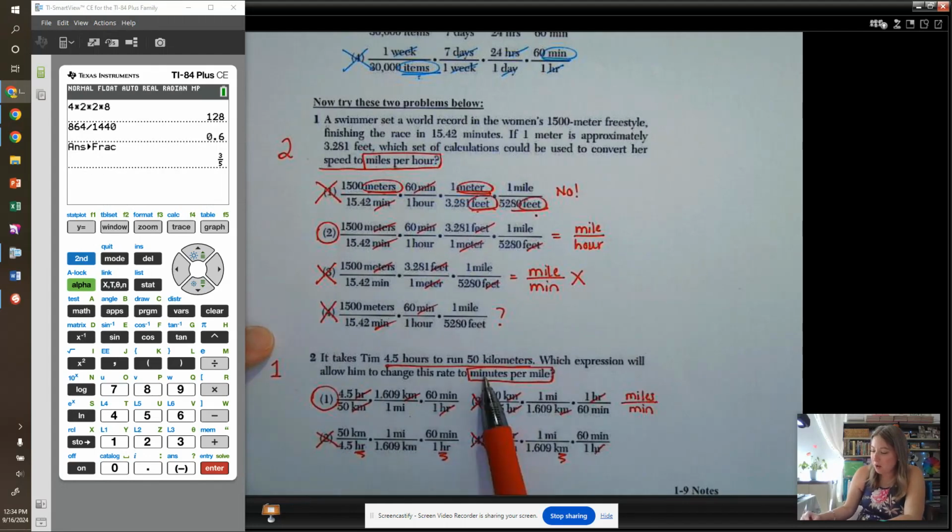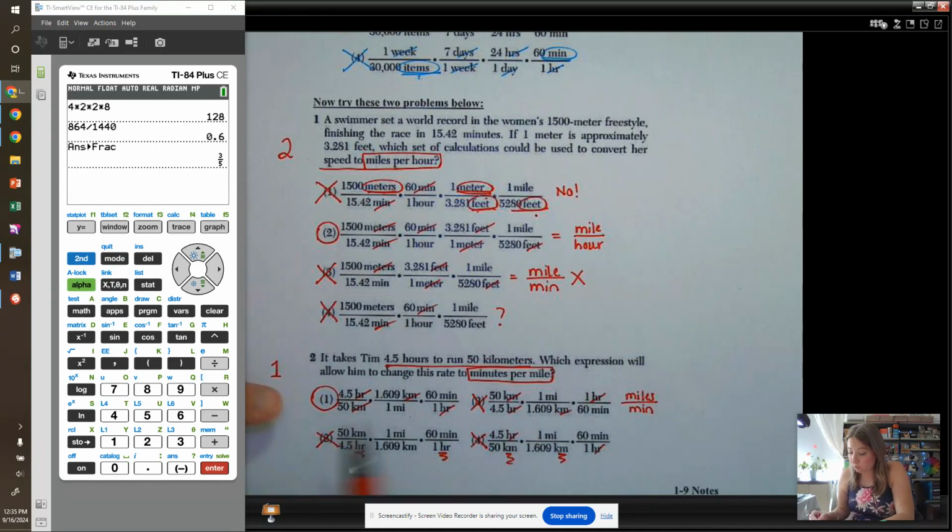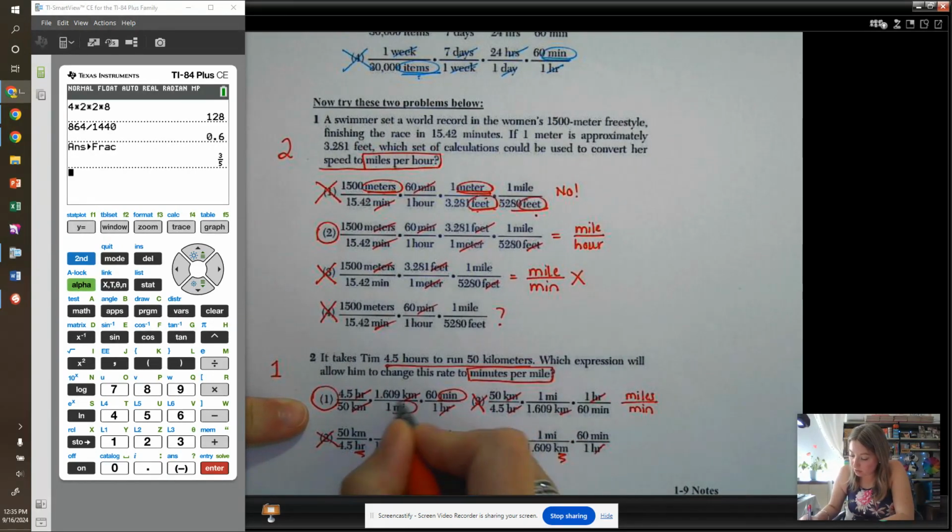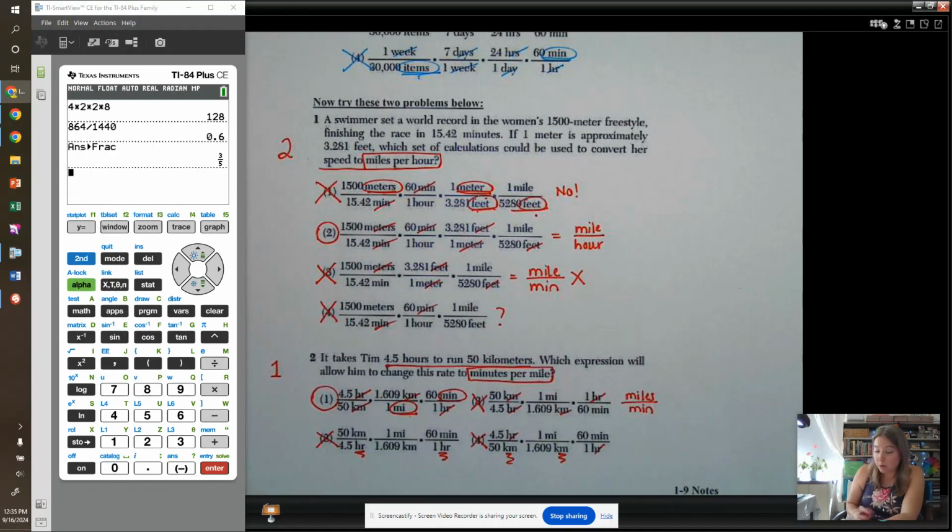Number 2, I want to convert Tim's 4.5-hour run to run 50 kilometers into minutes per mile. I know that sounds weird, but just go with what they asked you to go to, right? Minutes per mile. So we need miles on the bottom and minutes on the top. And I know it feels weird to have time on the top, but we didn't get to choose what they wanted, right? We just have to find what they wanted. So I do find that right away. Everything cancels correctly, leaving me with minutes over miles. So that is choice 1, minutes per mile.